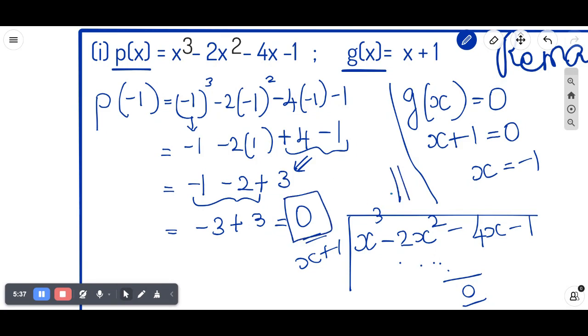So instead of going to long division or the actual division method, we are using the remainder theorem to find the answer. Hope you understood this. So the answer for the first part of the question, the remainder, which is the thing you have to find out, is nothing but 0. Let's move on to the next question.